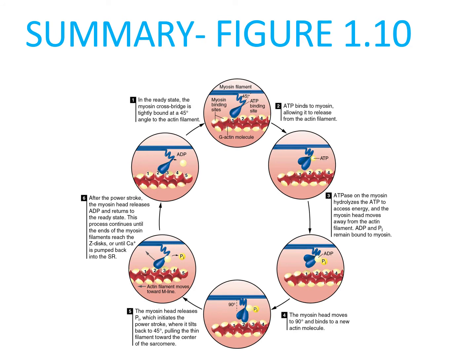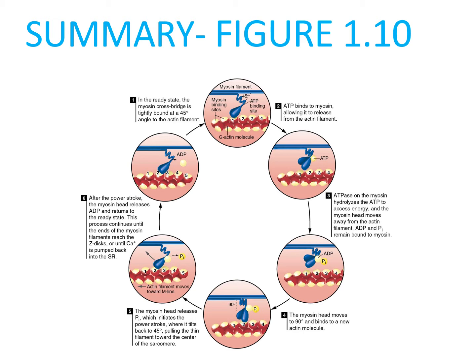To summarize, in the ready state, the myosin crossbridge is tightly bound at a 45-degree angle to the actin filament. ATP will then bind to the myosin, allowing it to release from the actin filament. ATPase on the myosin will hydrolyze the ATP to excess energy, and the myosin head moves away from the actin filament. ADP and a phosphate group will remain bound to myosin.